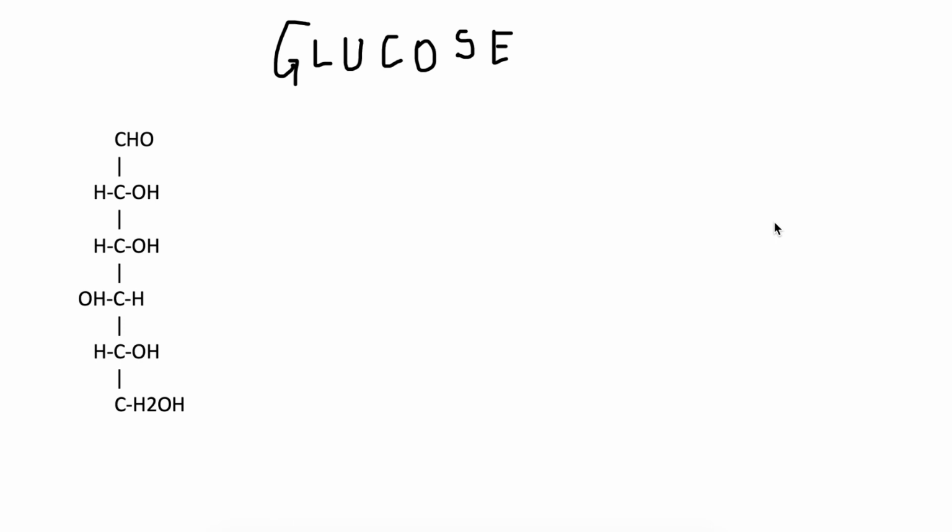It's very simple, very easy. You just need to know a few basic steps. So as you all know, glucose contains 6 carbons: 1, 2, 3, 4, 5, and 6.